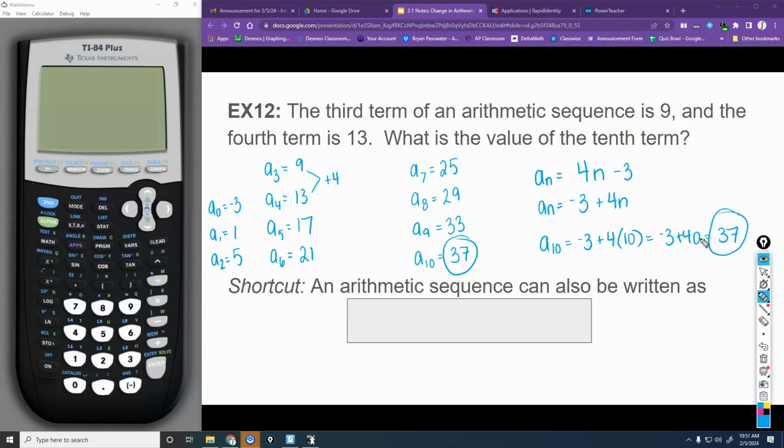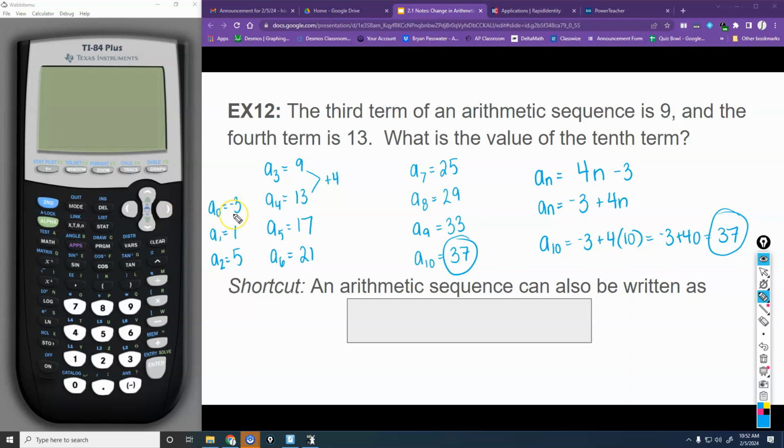So sometimes it might be better to write yourself a formula for it. In this one, I probably wouldn't. Now, sometimes you also might have a hard time going backwards because maybe they give you the 10th term and they're asking you for the 90th term. And going backwards is going to be really difficult.